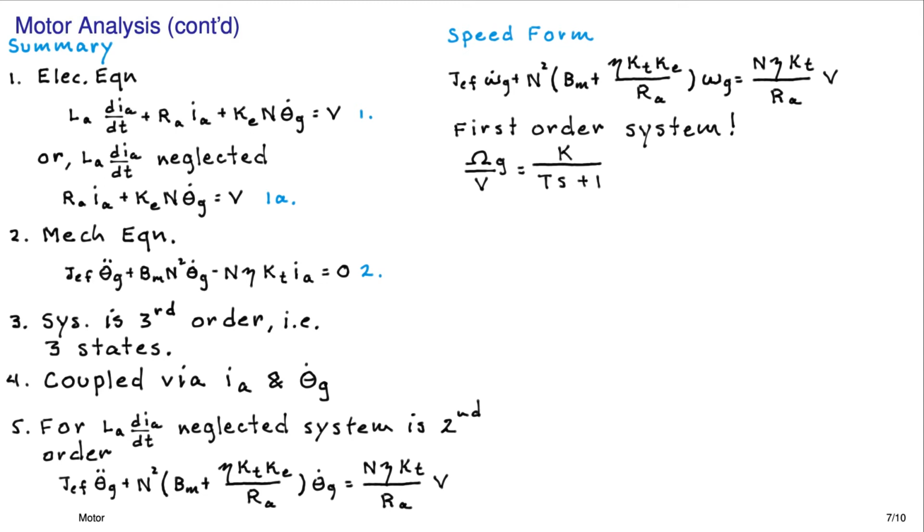So here's our motor transfer function for the simplified case where we remove the LA dia dt term. And those terms in that transfer function have some very nice physical properties. The K is the DC gain, and the capital T is the time constant. If you're unfamiliar with those terms, there are some other videos that I do that describe exactly what those are.